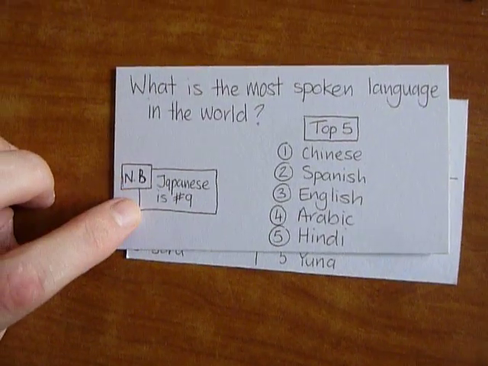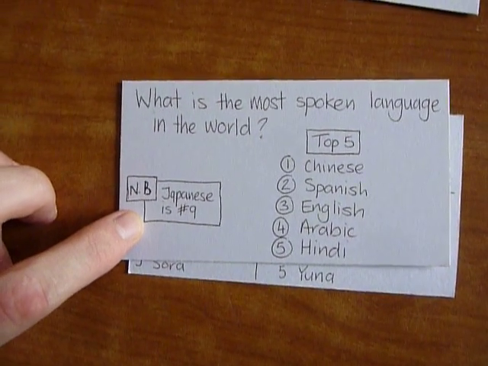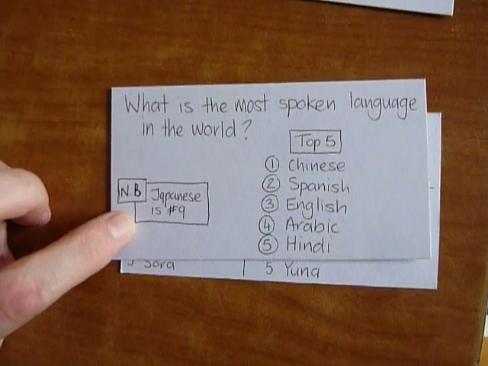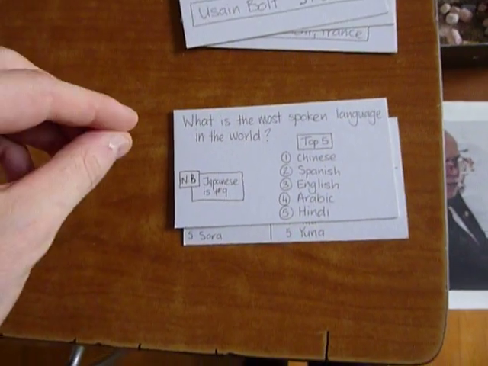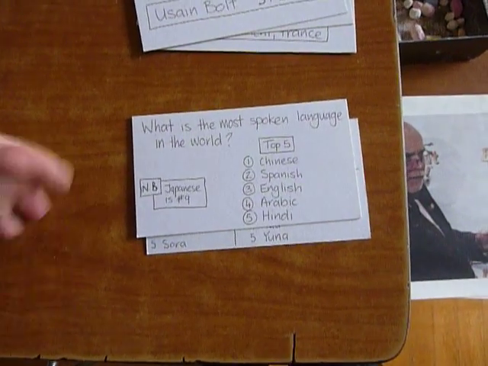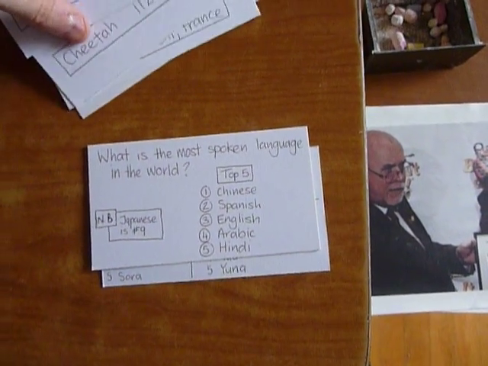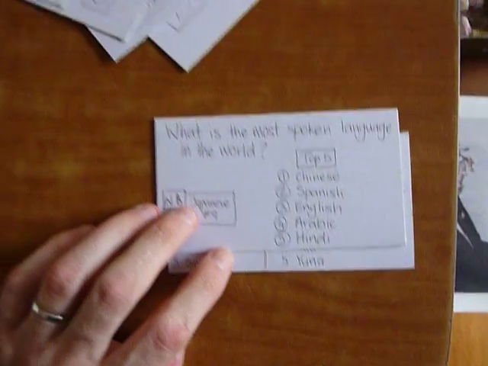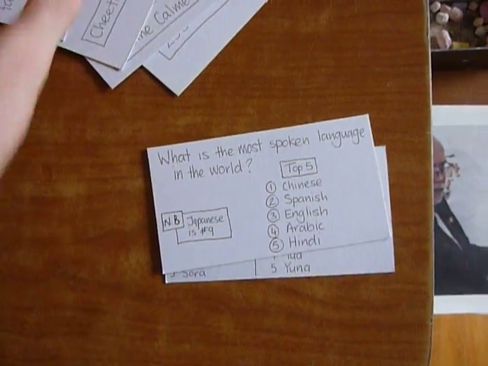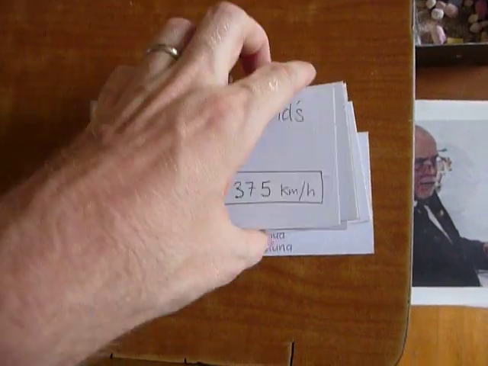I actually changed this one. I actually asked them, Japanese is the most spoken language, and they had to guess the number. Japanese is the most spoken language, just to make a bit of variety. Though actually, 4 or 5 quiz questions should take the whole lesson. That should be enough to cover a whole lesson.